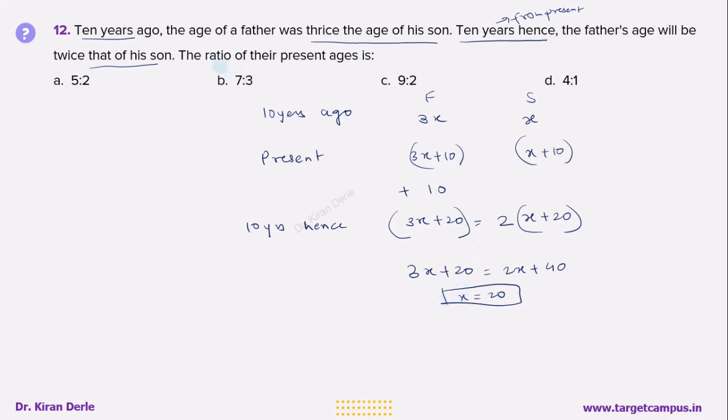What is the question? The ratio of their present ages. Just put the value of x here. Present ages are these, so it is 60 and this is 30. So it is 7 is to 3. It is 7 is to 3. I hope this is pretty much clear.